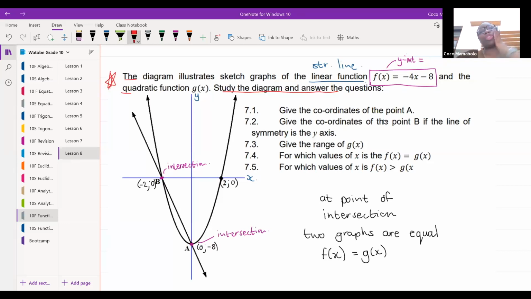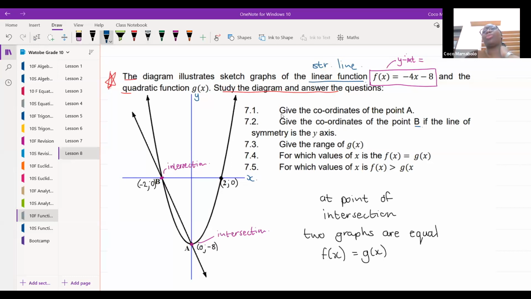Okay, which graph is which? Can you tell me? So the parabola is g of x and the straight line is f of x. Good, that's it. You've got it. All right, give me 1 second, my sweetie. So everybody already knows what the answer for 7.1 is, right? Now it says the coordinates of point B.